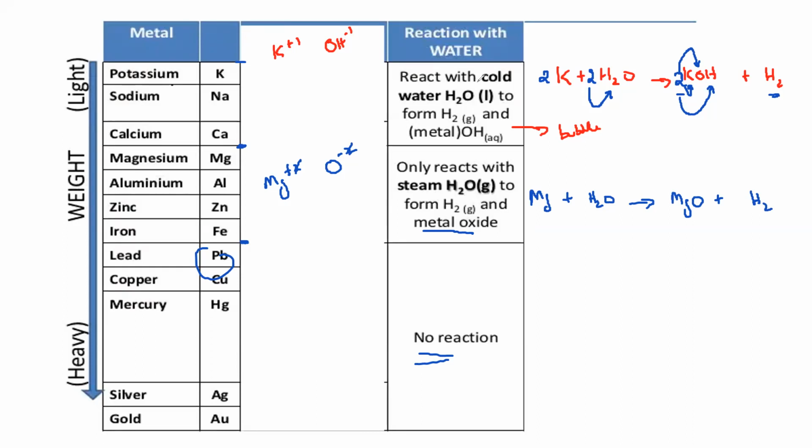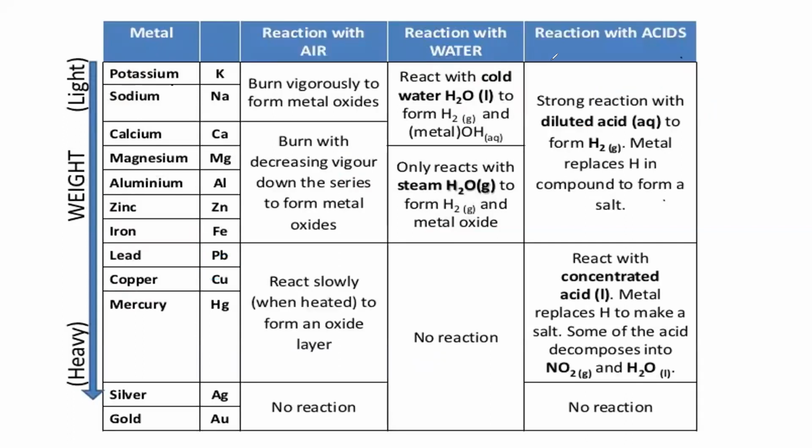And the last one is the reaction with acid. We already discussed this part. Whenever metal plus acid, it will give salt and hydrogen. So till iron, they can react with both concentrated and dilute acid. Dilute acid means it contains more water. So from potassium till iron, they can react with both. But from lead and below, they can react with concentrated acid only. So till this point, the metals react with acid to give hydrogen.